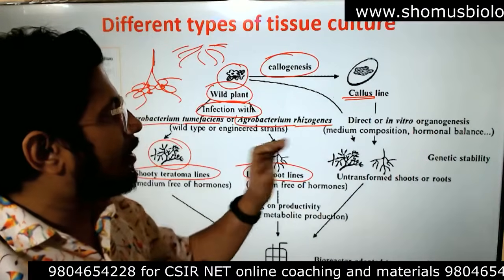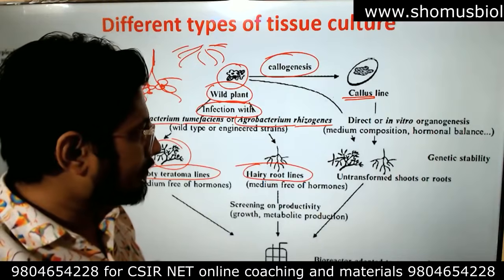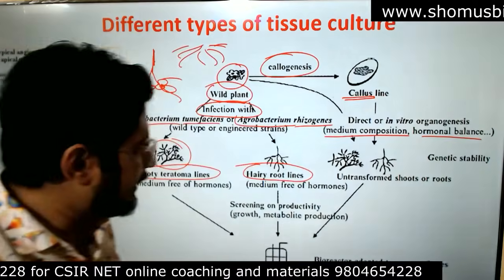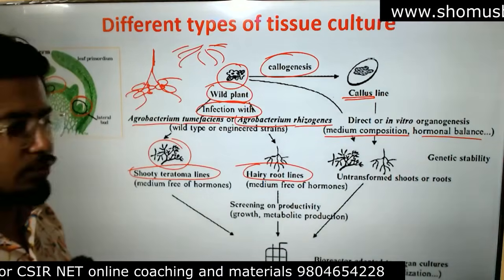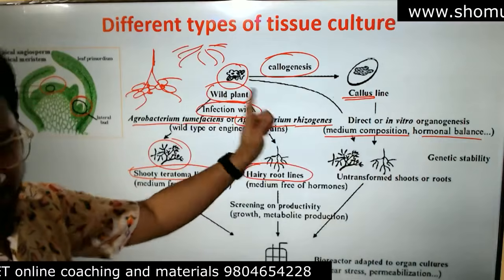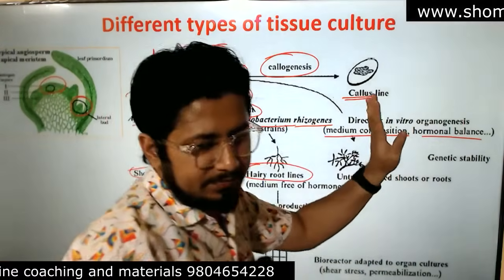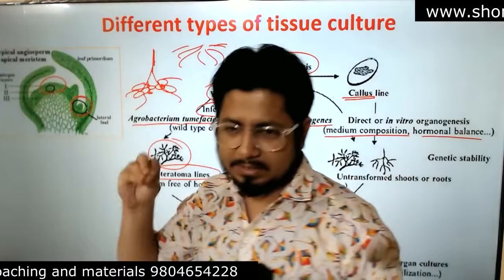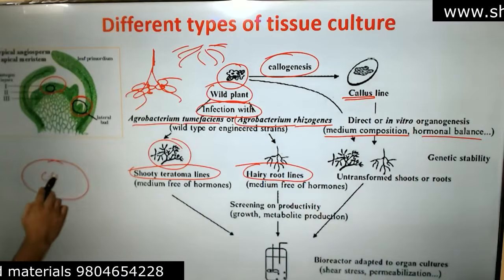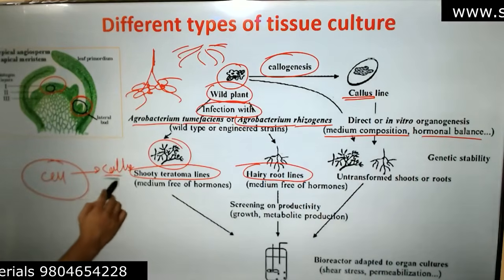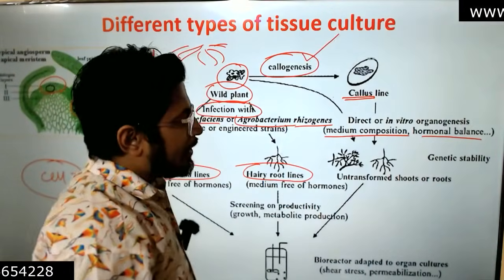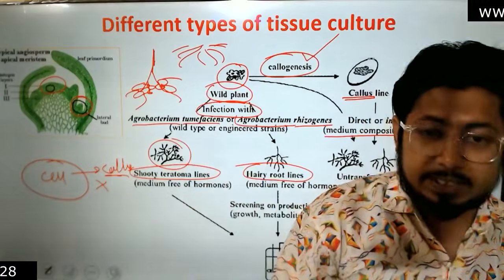Okay, direct or in vitro organogenesis is done. And in this direct in vitro, we have medium composition, hormonal balance needs to be provided, and then untransformed shoots or roots, whatever things are present which are not transformed. So in this case we will simply see whether the transformation is done or not. But without the transformation also, we can simply take the cells, put them in the medium, and the cell can form callus. It may not form callus. So callogenesis may or may not be achieved. We'll see in a moment that in some cases we can achieve callus formation.